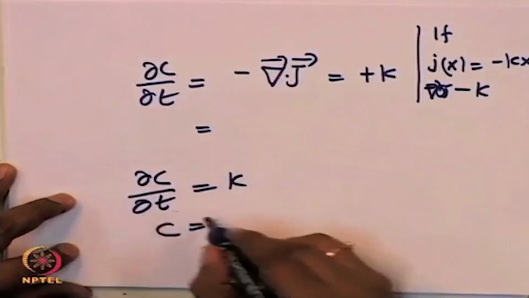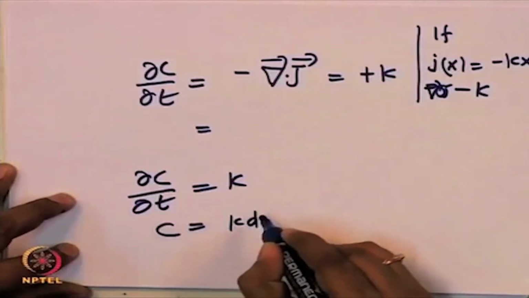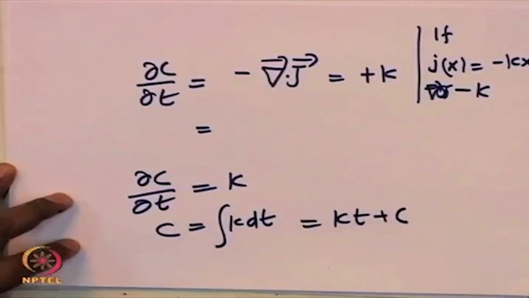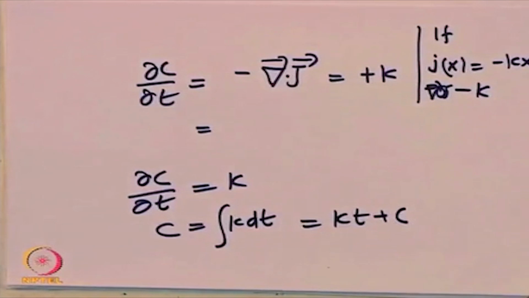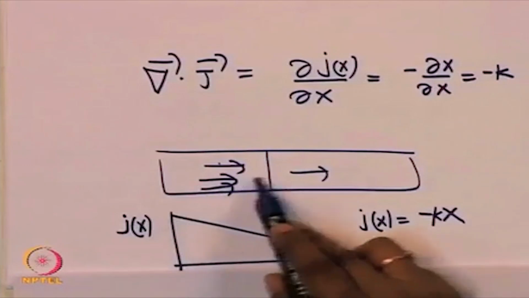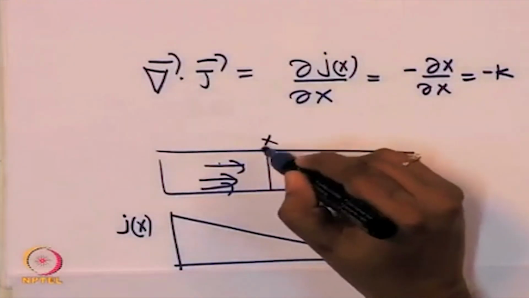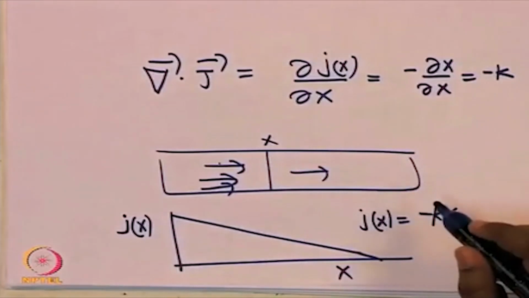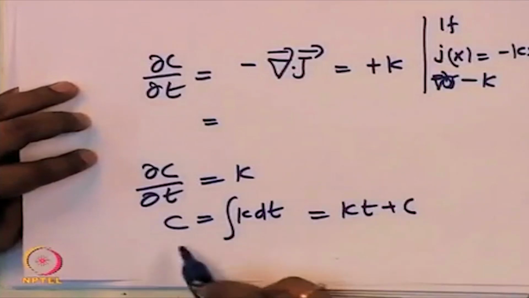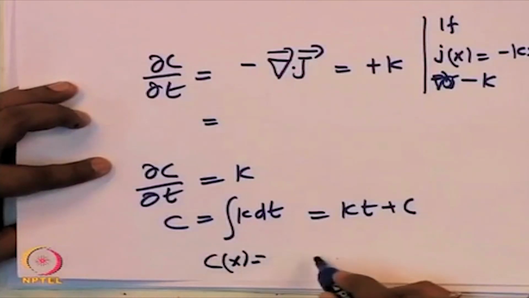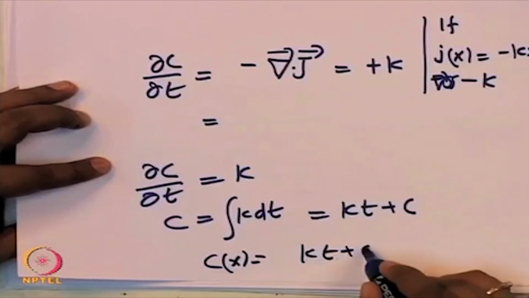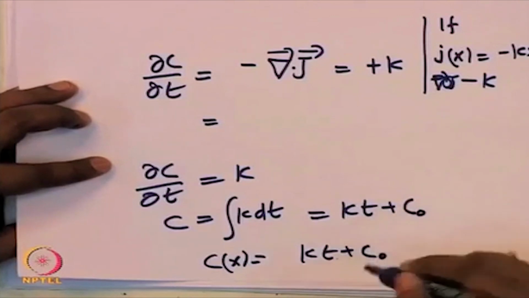So, it means C is equal to the integral of k dt, which means k t plus a constant. This means the concentration will increase. So, what did we say? We say that if more things flow in and less things flow out at this particular point x, we found that the concentration at that particular point x increases. C of x is equal to k t plus C 0, that at this particular point x, the concentration increases with time, where C 0 is some constant.